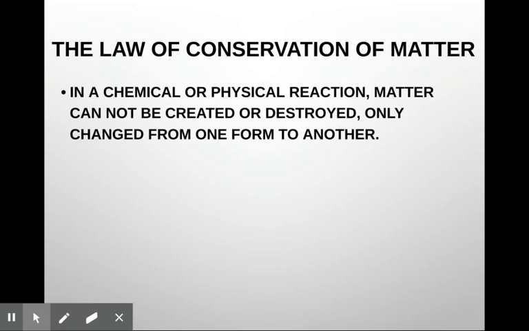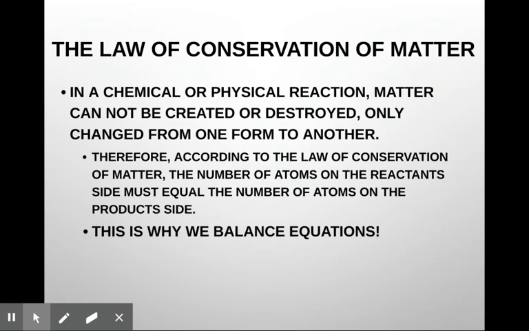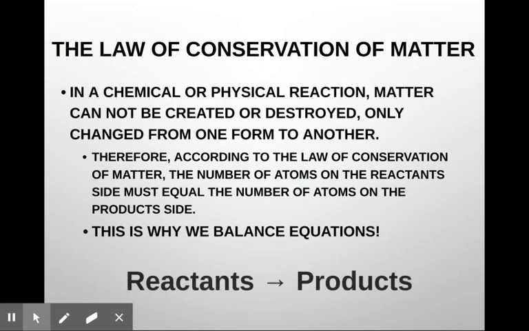Remember from back in chapter 2, we talked about the law of conservation of matter. It stated that in a chemical or physical reaction, matter cannot be created or destroyed, only changed from one form to another. Therefore, according to the law of conservation of matter, the number of atoms on the reactant side must equal the number of atoms on the product side. This is why we have to balance equations, to keep the same amount of atoms on the reactant side as the product side.